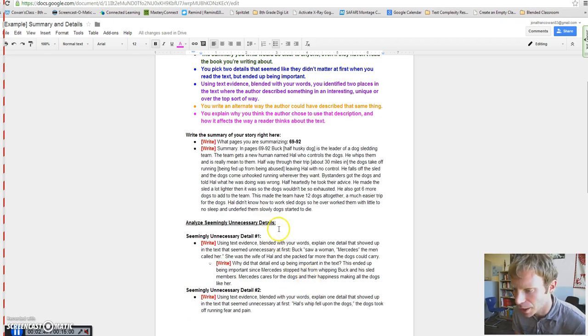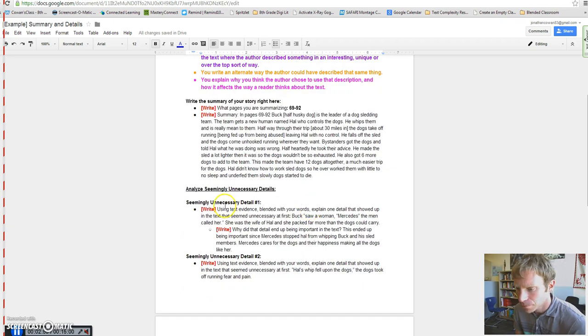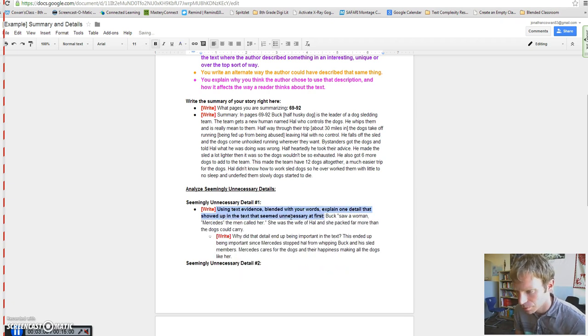So we're starting with these unnecessary details. Picking two details that seem like they didn't matter at first when you read the text, but ended up being important. So, seemingly unnecessary detail says, write, using text evidence blended with your words, explain one detail that showed up in the text that seemed unnecessary at first. I'll make that bold just so it's a little easier to see.